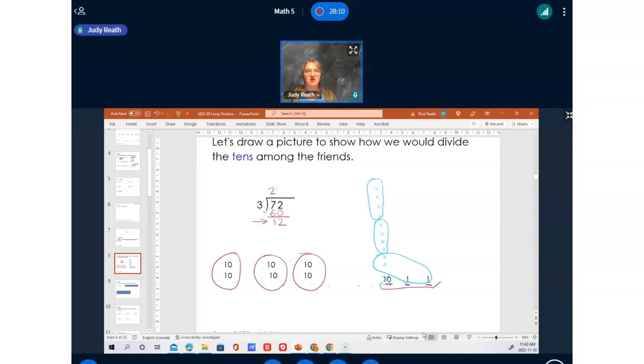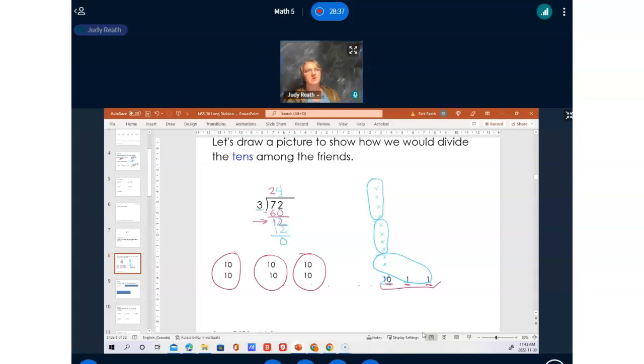So we can put that up here above the 2 because we're showing that we have 12 things divided by 3 is 4. 3 times 4, so we're taking out the 3 groups of 4, will be 12, and we have 0 left over.